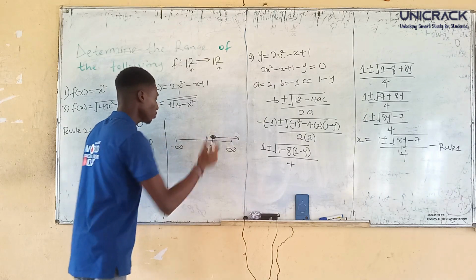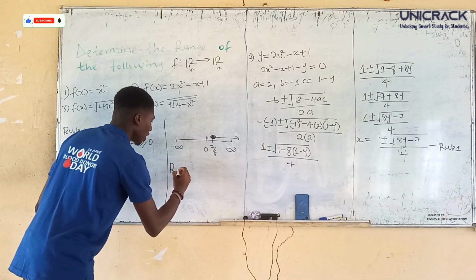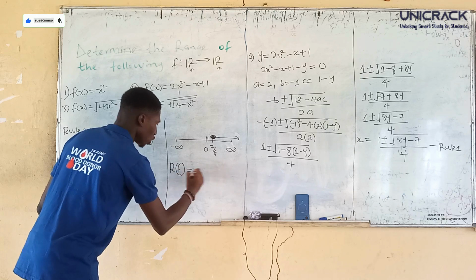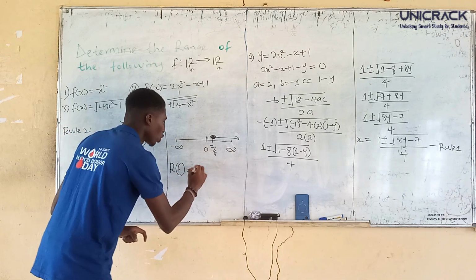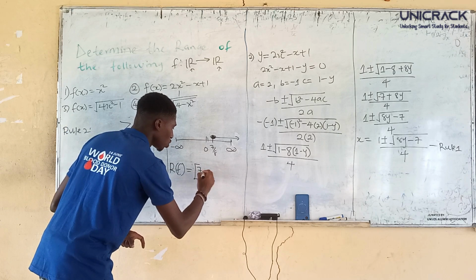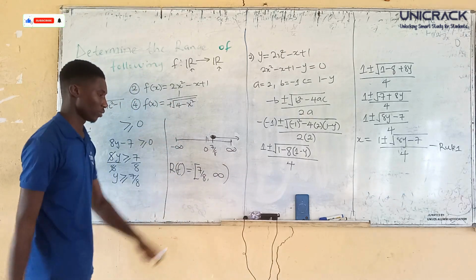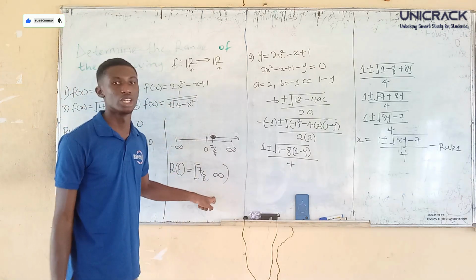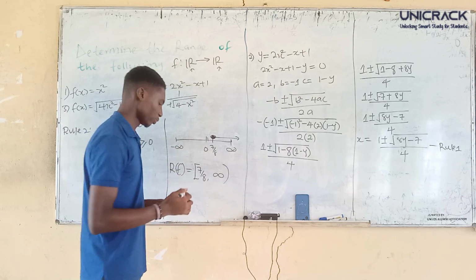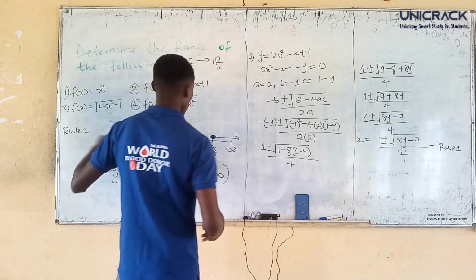So, therefore, the range, which you can also write as R of f, is equal to what? They say greater than or equal to, so 7 over 8 inclusive, comma, infinity, not inclusive. And therefore, this is the range of the function. Now, we move to the third question.